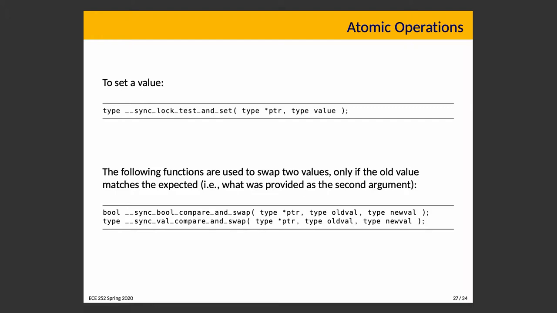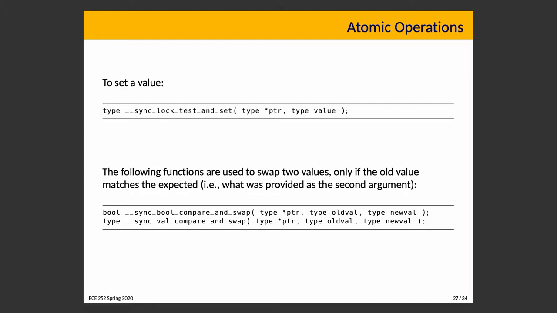So you could use the function with int, and then it would be int sync lock test and set, int star pointer, int value. And that would be a valid usage. That would work. You would set the value to the new value atomically. So if you want to assign 42, that's how you do it.